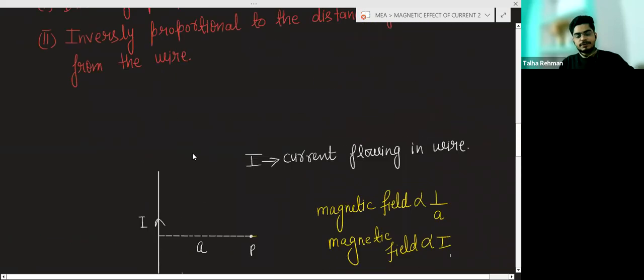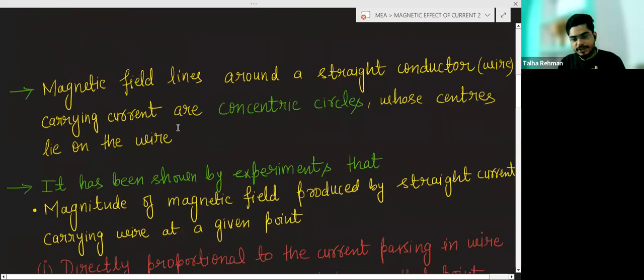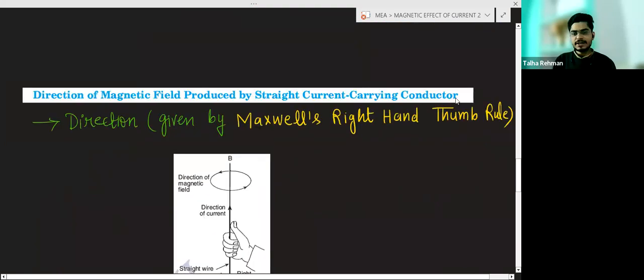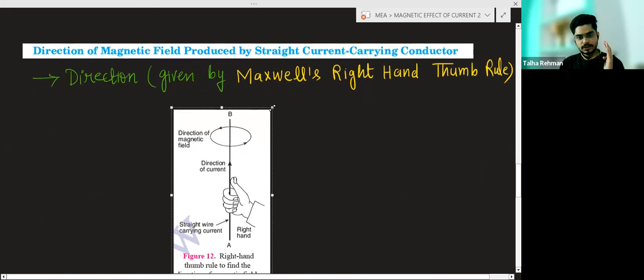Now we will talk about the direction. Direction of the magnetic field produced by a straight current carrying conductor or wire is given by Maxwell's right hand thumb rule. Now, what is the right hand thumb rule? See this wire, in this wire the current is in the upward direction. So what should you do? You will take your right hand.